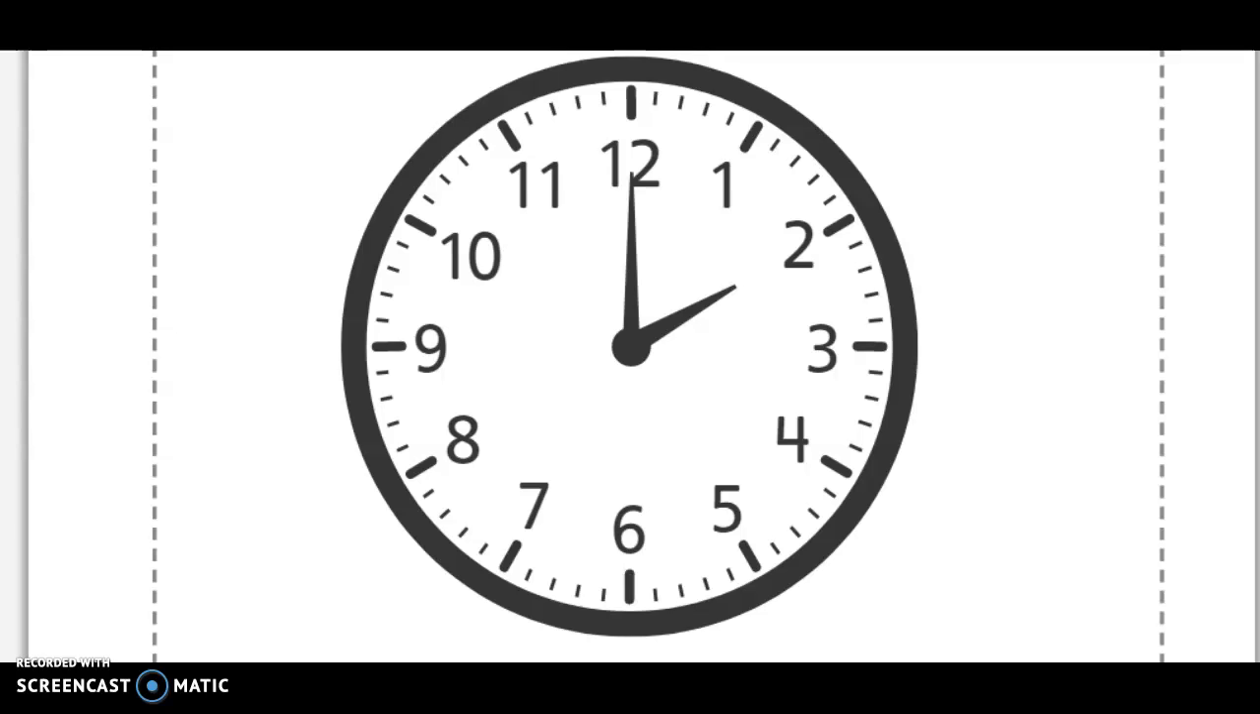So since we now know that an analog clock has an hour hand or the short hand and a minute or the long hand, try practicing telling time at home. Okay? Look at a clock wherever you are. Try and figure out where that little hand, that short hand, is pointing. Remember, that's telling us what hour it is.